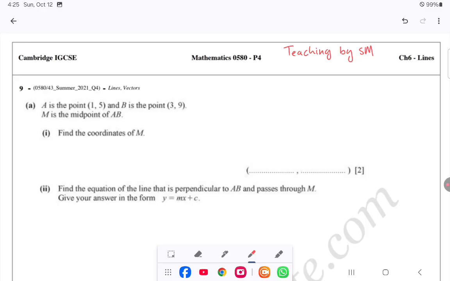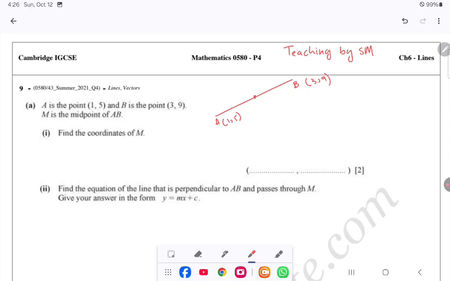Question 9 says Part A is the point (1, 5) and B is the point (3, 9) and M is the midpoint of AB. Find the coordinates of M. So, a line AB is given where A is (1, 5) and B is (3, 9). We have to calculate the coordinates of the midpoint. Let's say that this is the midpoint.